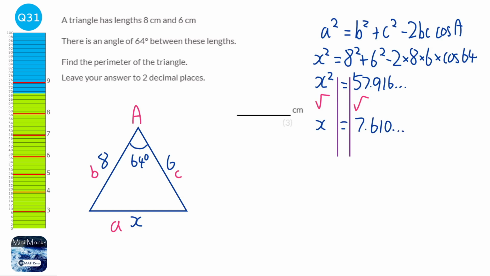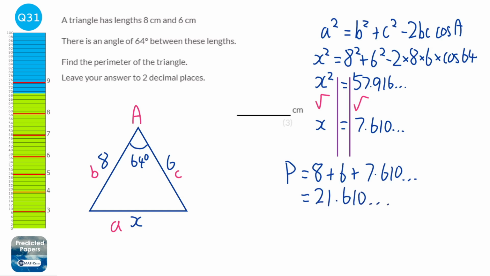Okay, we're asked for the perimeter, and so we need to do 8 plus 6 plus that 7.610 and so on, which I've still got on my calculator, and that equals 21.610 and so on. It says it wants it to 2 decimal places, so it will be 21.61.